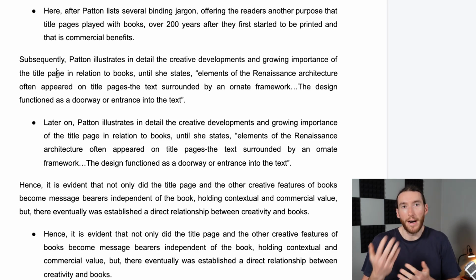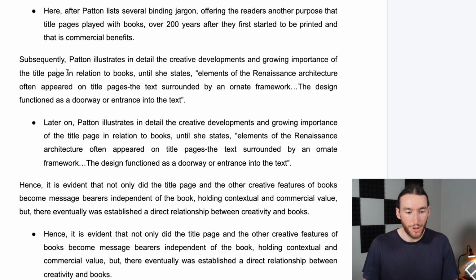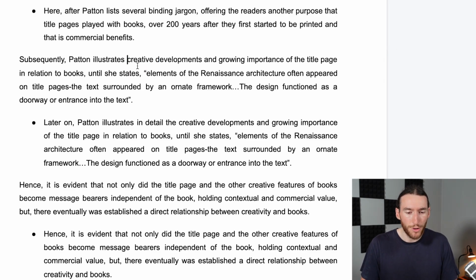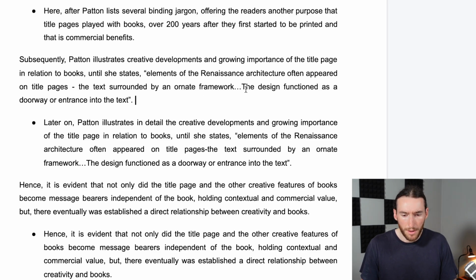Just get used to trying to use more sophisticated language if you can. Pattern illustrates in detail. In detail, I don't think we need that. Pattern illustrates creative developments and growing importance of the title page in relation to books until she states. I'm not sure if until is actually meant to be there. It doesn't really make sense. Elements of the Renaissance architecture often appeared on title pages. The text surrounded by an ornate framework. The design functioned as a doorway or entrance into the text.